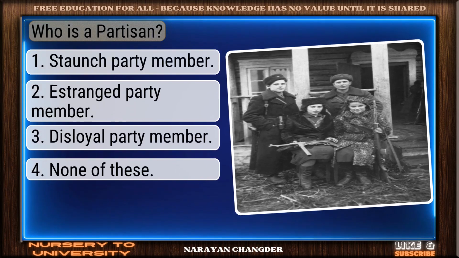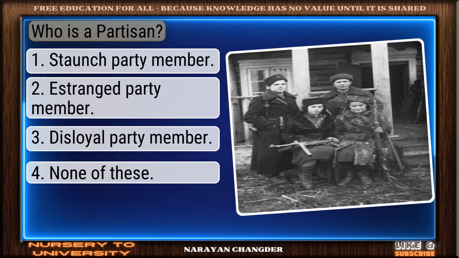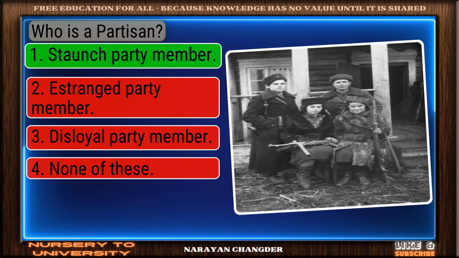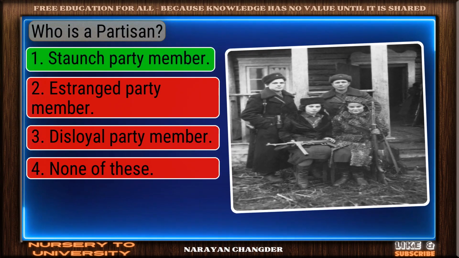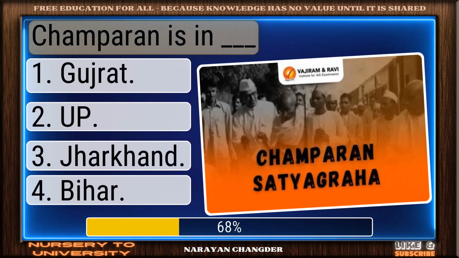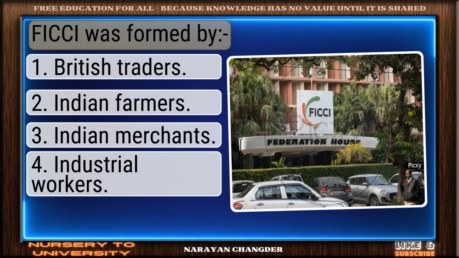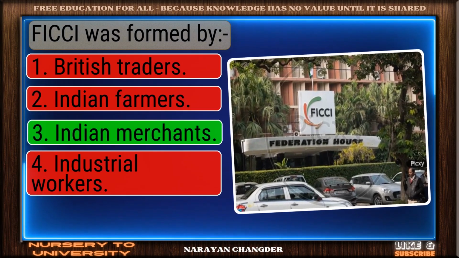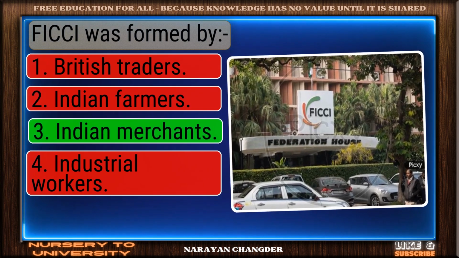Can you solve all these Class 10 History, Chapter 2, Nationalism in India questions? Who is a partisan? Excellent choice. Staunch party member is right. Champaran is in dash. Nice selection. Bihar is correct. FICCI was formed by. Correct response. Indian merchants is accurate.